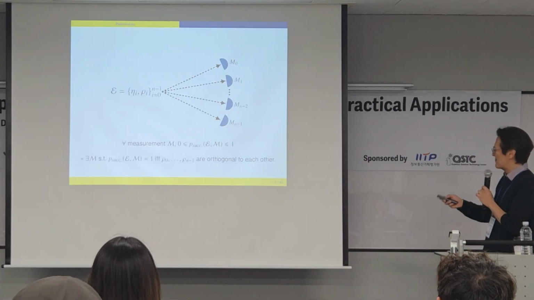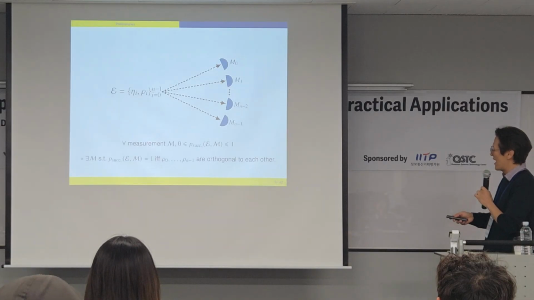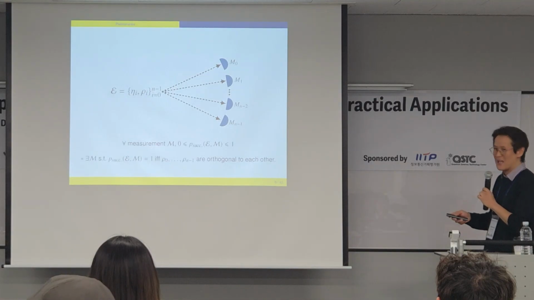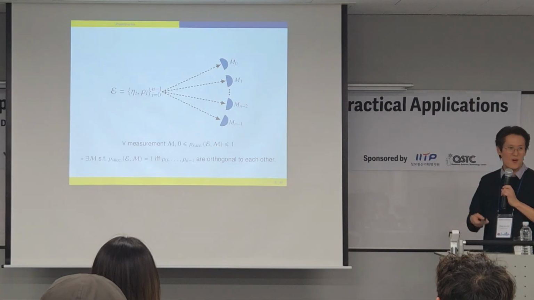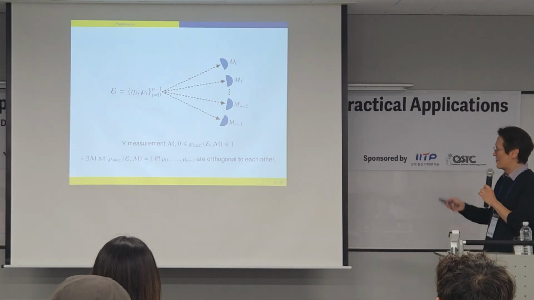Because this expectation of success probability is always between 0 and 1, and we also know that perfect discrimination is possible only if all of these states are mutually orthogonal to each other. So that's the equivalence condition.